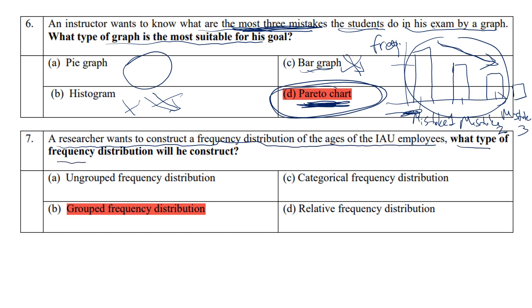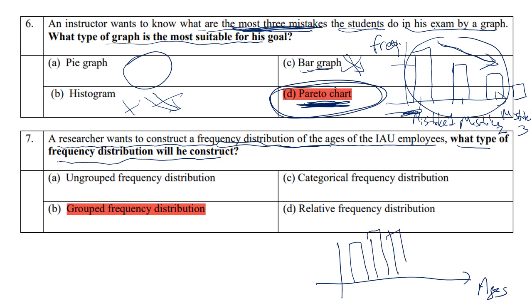A researcher wants to construct a frequency distribution of the ages of the IAU employees. What type of frequency distribution will he construct? So, frequency distribution of the ages. So we'll write the ages here, and then we will look at the histogram here, maybe. Yes, histogram. Or another graph like a bar graph, maybe. What type of frequency distribution will he construct?